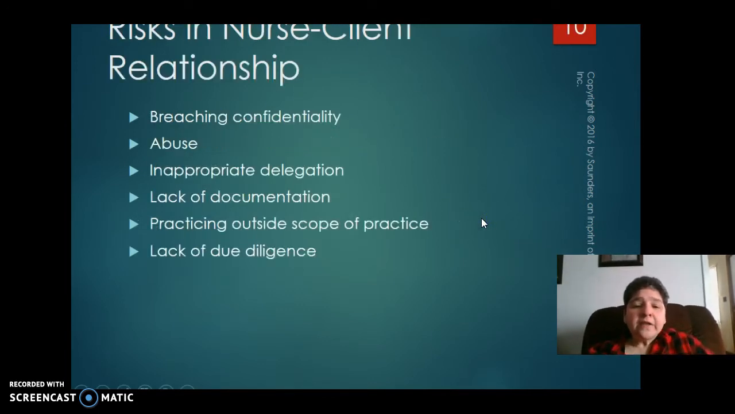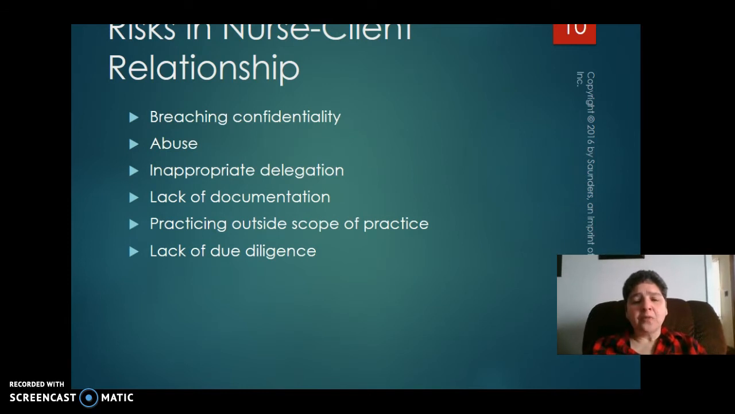All right, risks in the nurse-client relationship. Look at page 29 in your textbook. There's a full list there. A few of these that we pulled out that are important are breaching confidentiality. Confidentiality, we know, is supreme in everything. It's very, very important. It even looks at providing privacy for a patient.